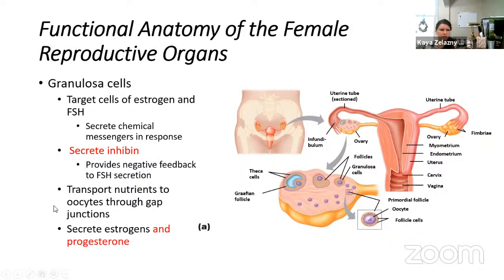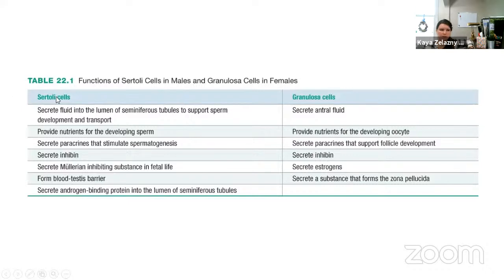But the granulosa cells overall, their job is really to support development of the oocytes. So they're going to be transporting nutrients to the growing oocyte. They're also going to secrete estrogens and progesterone in these early phases of development of the oocyte. Okay, this is just a comparison of the Sertoli cells and the granulosa cells in case you're curious about how they pair up. You can see that there are a fair number of similarities between the two, and there are also plenty of differences.